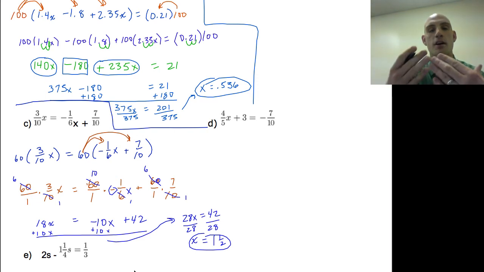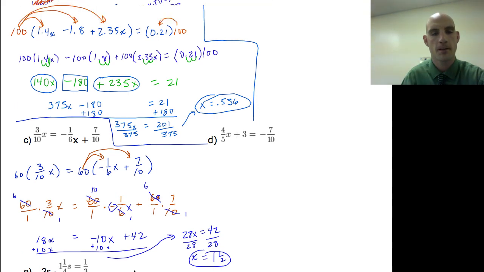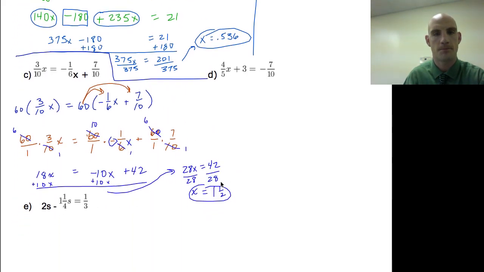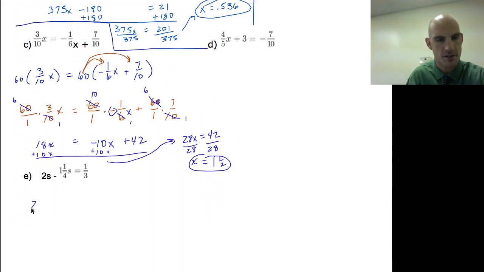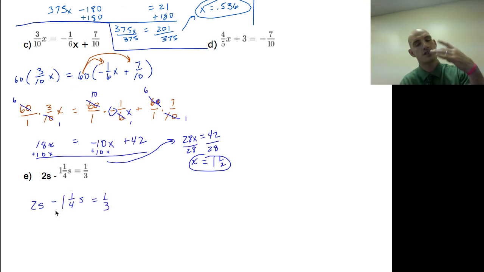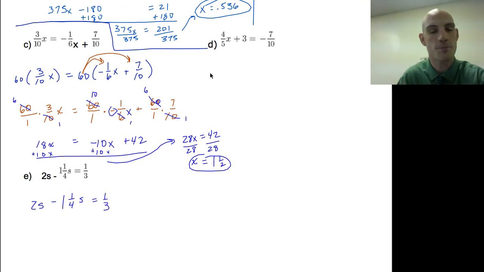You're going to clear the fractions by multiplying by a common denominator. And make sure you keep your work straight. All right, let's do a little doctoring on this one. This is actually 2s minus 1 1/4 s equals 1/3. All right, I want you to see if you can do those two examples on your own, and we'll see you next time.